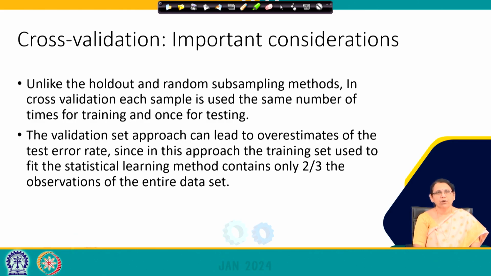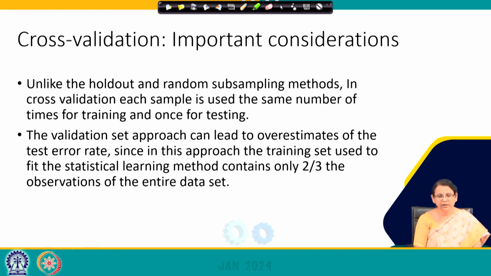So there are some important considerations with respect to this cross validation. Now unlike the holdout and random subsampling methods, in cross validation each sample is used the same number of times for training and once for testing. Okay, which means all the elements participate in both the training phase as well as in the testing phase.